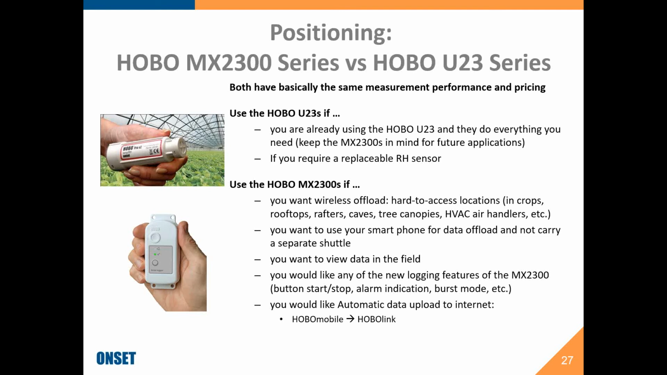I think we've covered most of these already, but it's good to summarize them. If you want the wireless offload, of course, if you want to use a smartphone for data offload and not have to carry a separate shuttle into the field, if you want to view data in the field without needing a laptop, if you'd like any of those new features that are in the MX series loggers, and if you want the automatic data upload to the internet. Again, to clarify, you've got to actually go out there and offload them with HOBO Mobile, but then that data can automatically go up to HOBO Link.